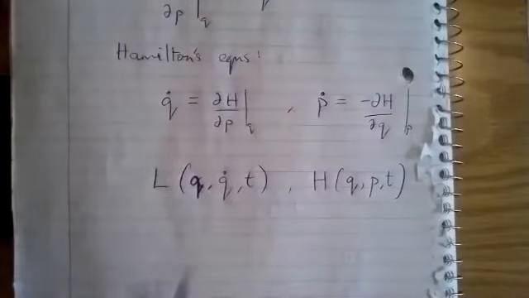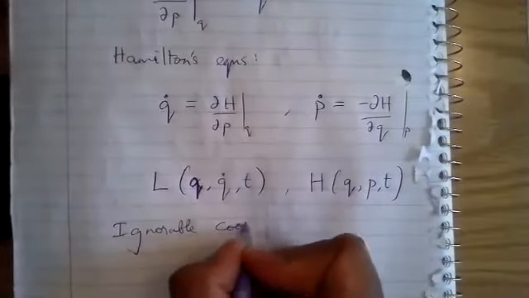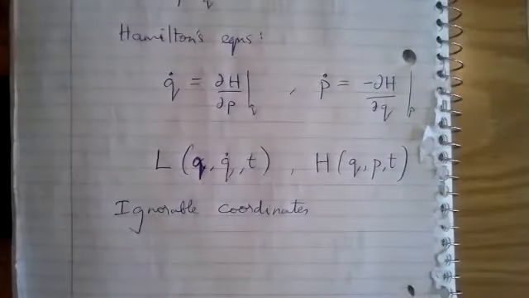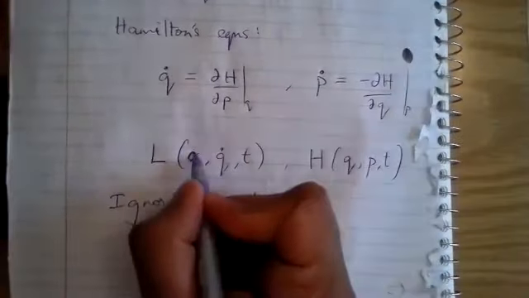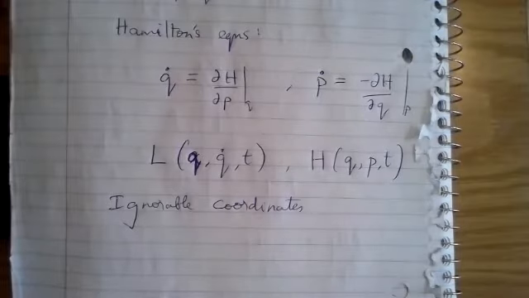Well, one minor point is ignorable coordinates. We've seen them before in Lagrangian dynamics. Basically, the idea is that if your Lagrangian doesn't depend on some particular coordinate. So for example, if we're looking in polar coordinates, typically the Lagrangian doesn't depend on phi. It does depend on phi dot, but not on phi itself. So that ended up having certain consequences.